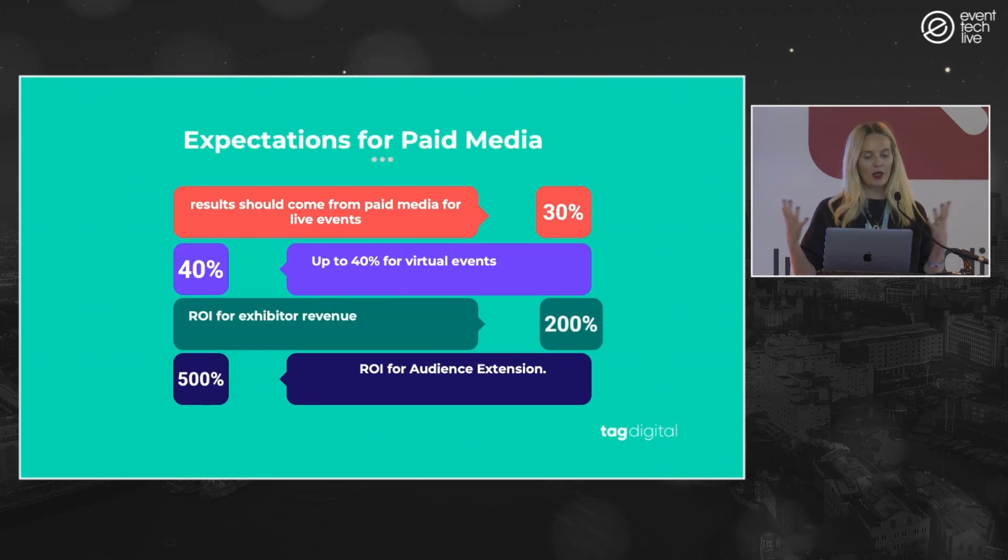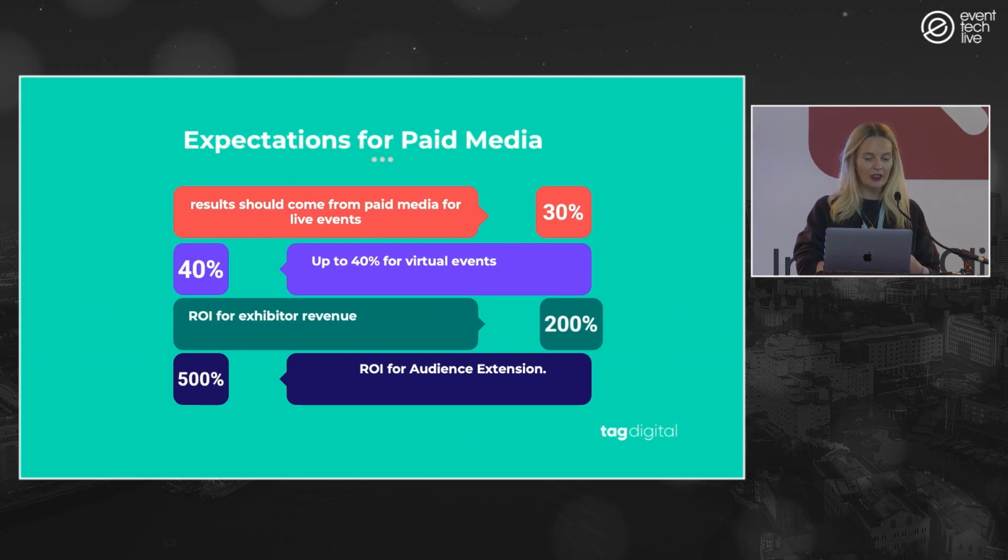So a couple of benchmarks, objectives and expectations that you can set for yourself. What does good look like? We work on about 2,000 events a year. Every year we benchmark 100,000 campaigns, and we arrive at these benchmarks so we can continually test ourselves and our clients. So what results should I be expecting from my paid media? We would say about 30% is good. We're seeing with some of the virtual events, we're getting up to 40%. But overall, from your search, social and programmatic, 30% should be coming from paid media.